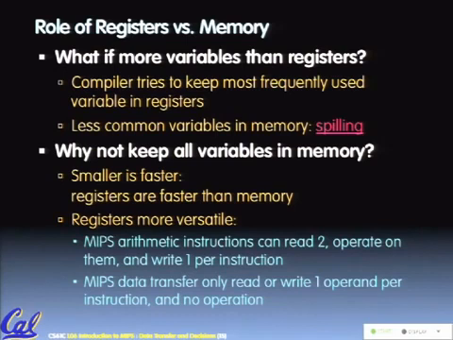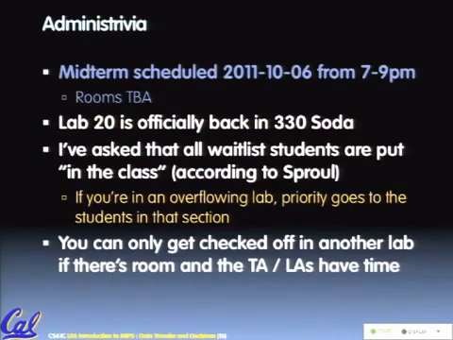Administrivia. I want to make sure I get through everything. I think I'm a little behind, so let me go through. The midterm schedule: Thursday night, 7 to 9, October 6th. Anything happening October 6th, like homecoming or something? Anyway, as far as we know, there's nothing overlapping, no big election or something like that. We once had an exam on election day. That wasn't so good. Lab 20 is now officially back in 3:30.